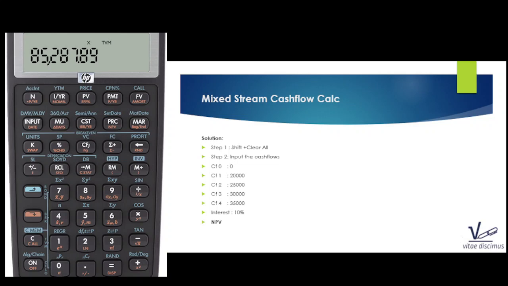So it means that the present value of all these cash flows is equal to 85,287. So these cash flows are just equal to a lump sum amount of 85,287.89 today.